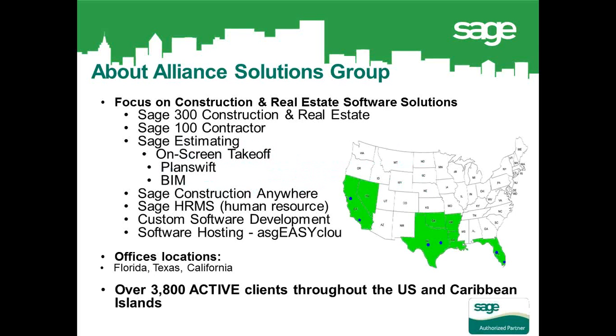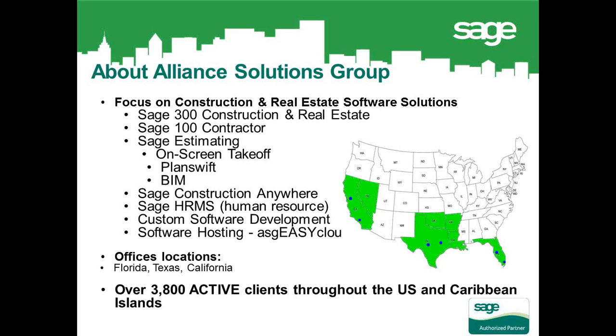This is a little bit more to do about Sage, but just for your background, we're Alliance Solutions Group. We're a Sage business partner. We deal specifically in the construction real estate marketplace and work with the Sage suite of products, 300, which is the old Timberline application, Sage 100, which is the Master Builder application. We also work with their estimating. We work in on-screen takeoff, Plan Swift. We do work within the BIM environment. We represent Sage Construction Anywhere, HRMS, which is a human resource application Sage offers.